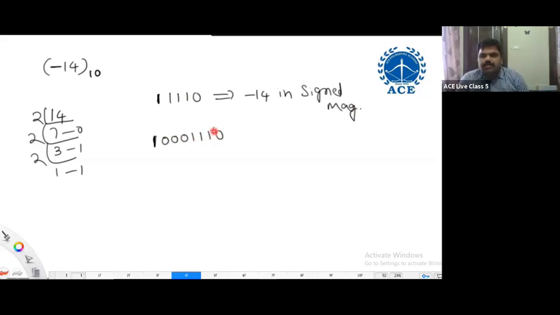Are we appending ones? No. Signed magnitude representation: sign, magnitude. This is minus 14 in signed magnitude. No doubt in that, I hope. Are we appending ones here? No, we are appending zeros, because the magnitude need not be represented using 7 bits. Magnitude did not require 7 bits. Then what should I do? We append zeros, because the magnitude should not change. In this case, we cannot append with 1. Be clear about this. Don't remember blindly.